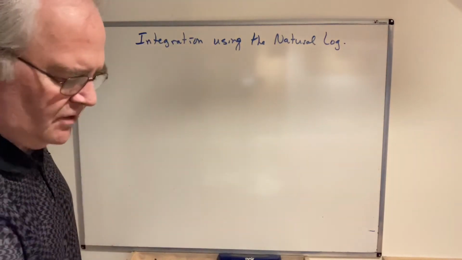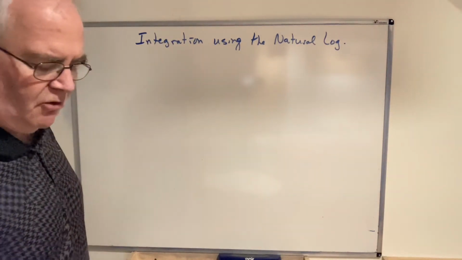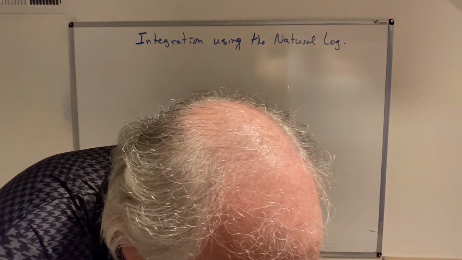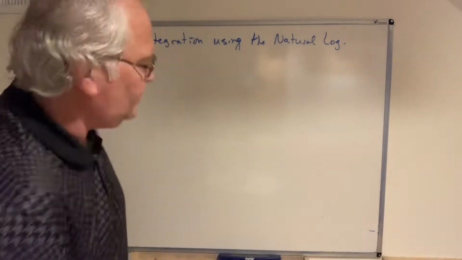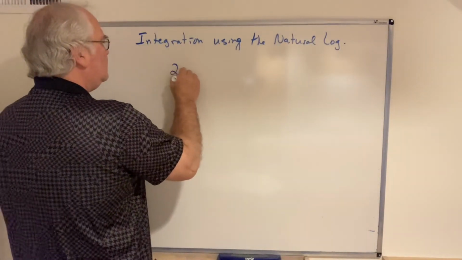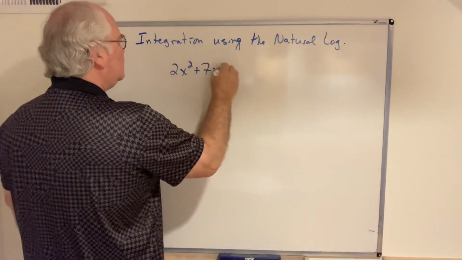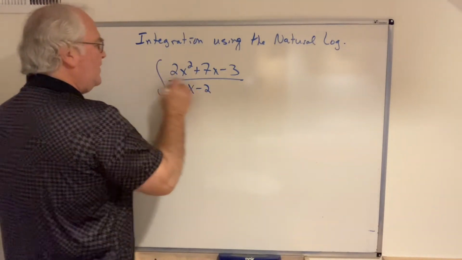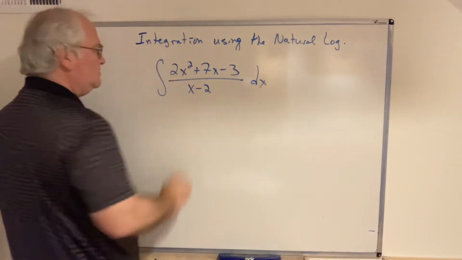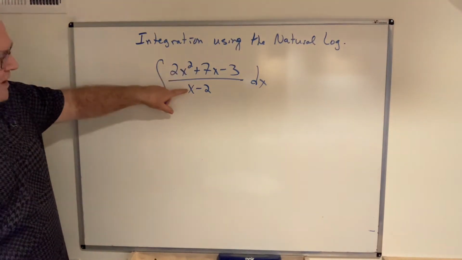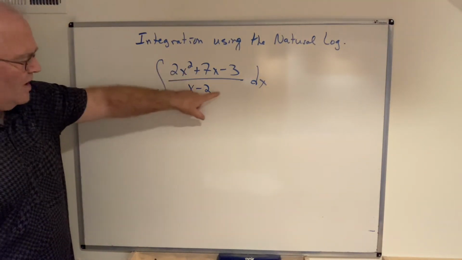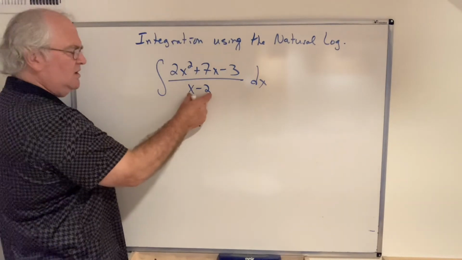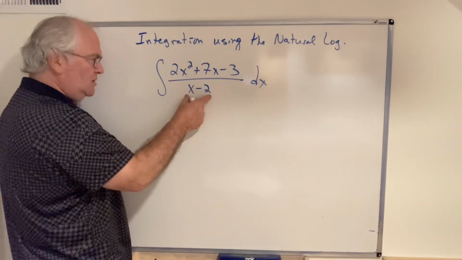In the assignment I'll have you do, there are a couple where you actually do need to split the numerator. There is one little special item here I did want to take a look at. This is 2x squared plus 7x minus 3 over x minus 2. We want the antiderivative of that expression. Now notice the degree of the denominator is less than the degree of the numerator, but we're not going to split the numerator because we don't have a single term. We have a binomial, 2 terms.